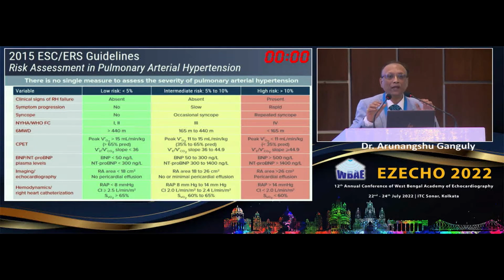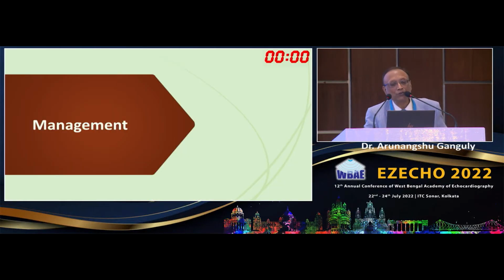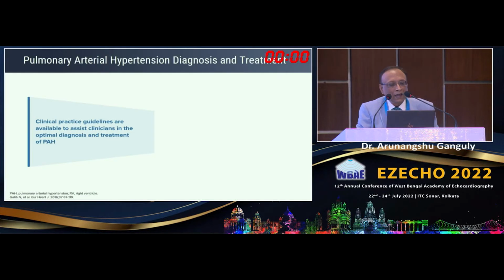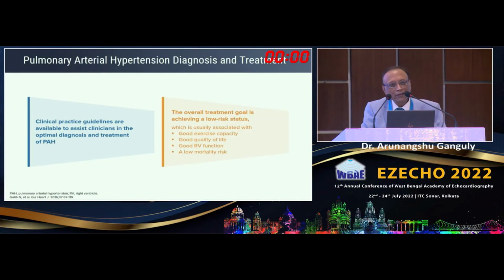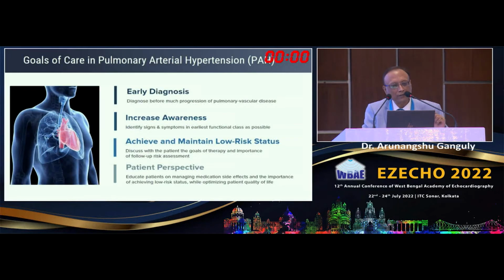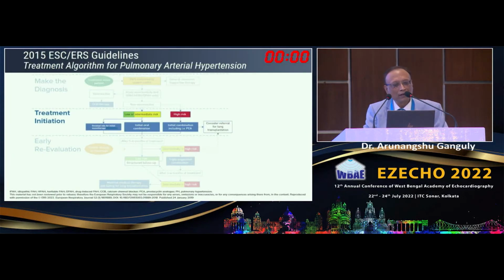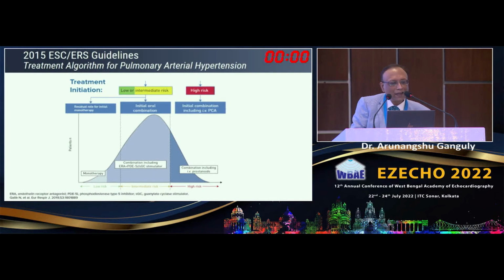The reason being, we want to diagnose the patient early. In the early phase, they will be low risk. As the disease progresses, they will go to high risk, so the reversal and the future will not be good. Therefore, the aim of management is good exercise capacity, good quality of life, good RV function, and a low mortality risk. The earlier the diagnosis, the better the result. Just 2 minutes I'll take.